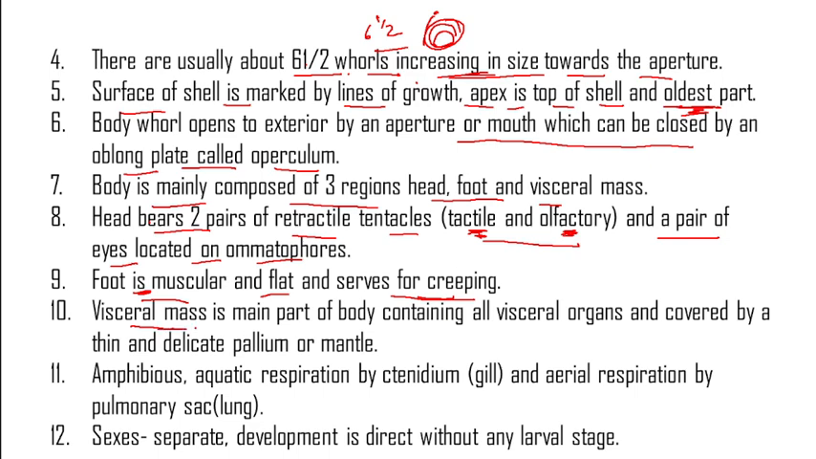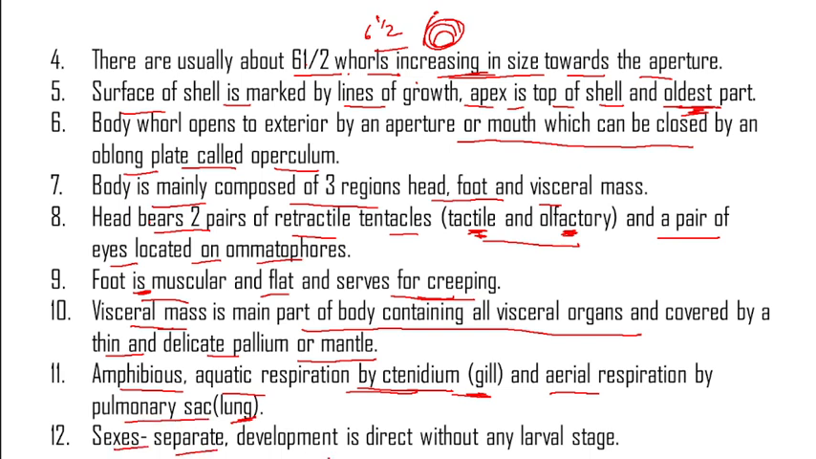Visceral mass is the main part of the body containing all visceral organs and covered by a thin and delicate pallium or the mantle. It is amphibious. एक्वेटिक रेस्पिरेशन जब होता है तो वो गिल्स से होता है जिसको टेनिडियम कहते हैं, and जब एरियल रेस्पिरेशन होगा तो वो लंग से होगा जिनको पल्मोनरी सैक कहते हैं। सेक्सेस सेपरेट है and डेवलपमेंट डायरेक्ट है, कोई लावल स्टेज प्रेजेंट नहीं है.